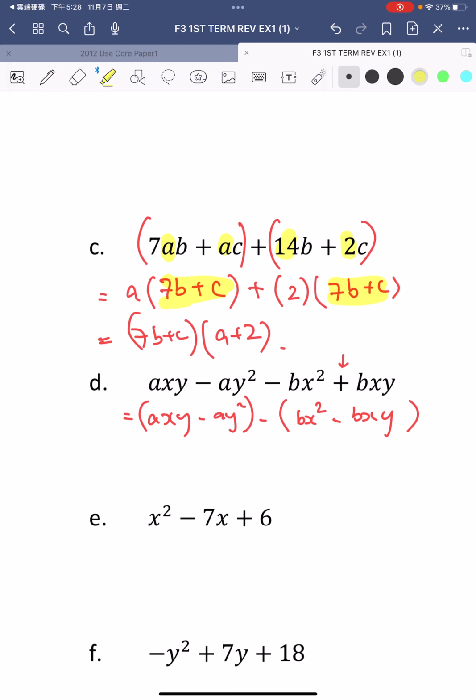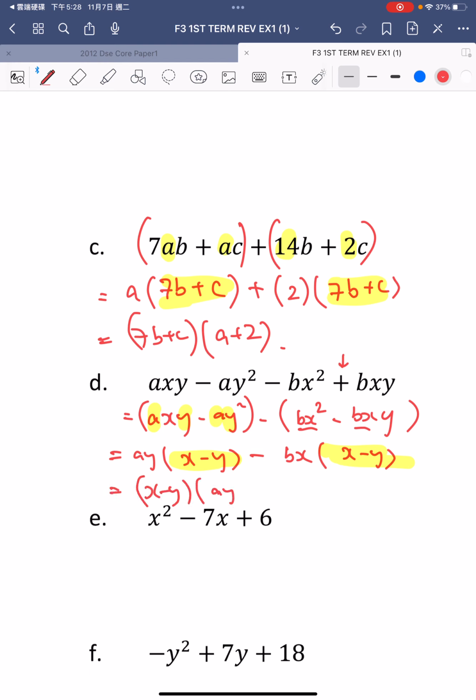For the first bracket, we have ay as the common factor. So we take out the ay, then what we have left is just x minus y. And then for the second part, we can take out bx as the common factor. So take out bx and we have x minus y as the remaining thing as well. So then we can find that x minus y is the common factor. So we take that out: x minus y times ay minus bx.